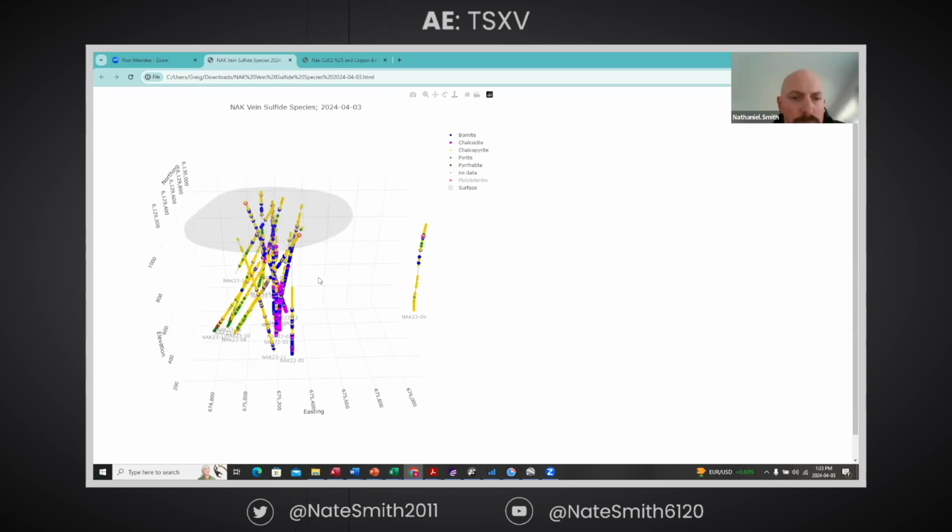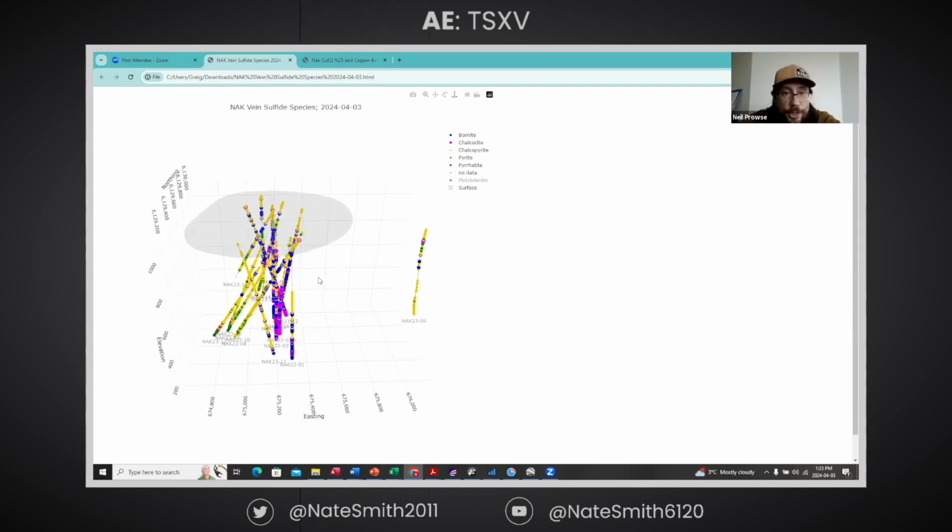Probably one of the more time-consuming parts of the logging process, but it's really important because this is really good empirical data that we can then use to draw interpretations from. A really important part of understanding your system is understanding how those different sulfides are zoned, and it just lends further hard, good scientific data to interpretations.